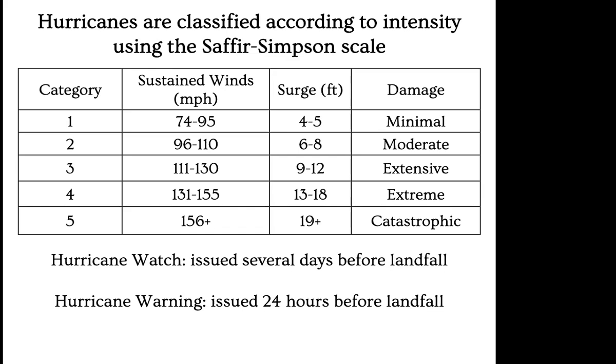So above this, you see how hurricanes are classified according to their intensity, and they use the Saffir-Simpson scale. So you've got 5 categories. So you might hear that the hurricane is a Cat 1, a Cat 2, a Cat 3, a Cat 4, a Cat 5. Then you'll see what the winds are for those specific categories of hurricanes, the storm surge, and then the type of damage that can be done.